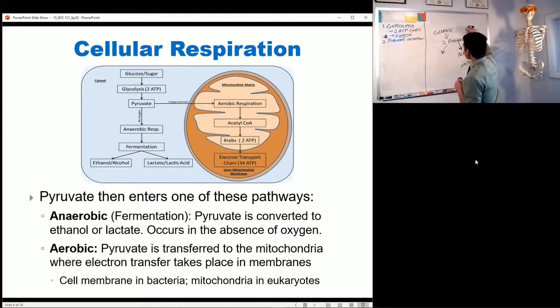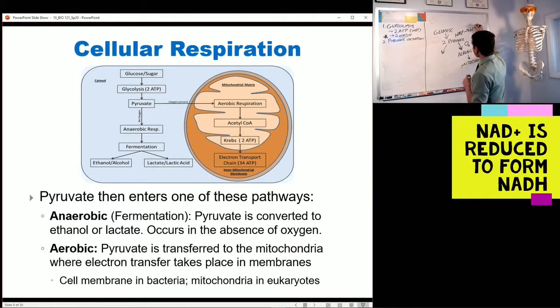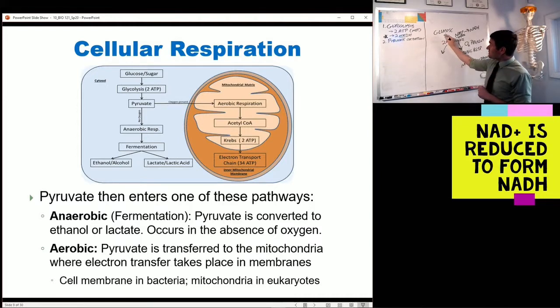This NADH here is produced by taking a coenzyme called NAD+ and reducing it to NADH. If we don't have any NAD+ laying around, we can't do glycolysis. And if you're an anaerobic organism, so you don't have the option to send your pyruvate molecules over to the mitochondrion to keep getting oxidized and broken down further, well, you need to keep doing glycolysis. So that means you're going to need more NAD+.